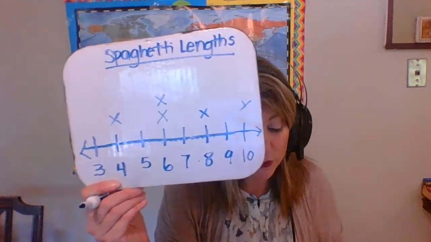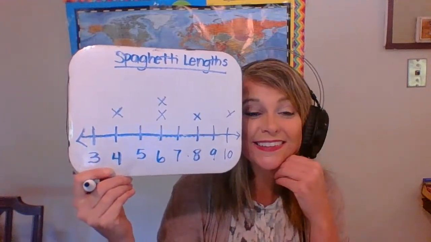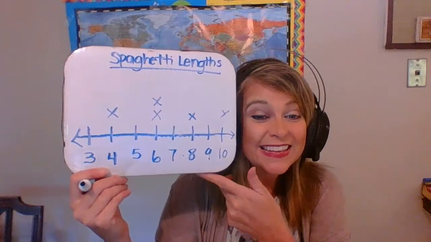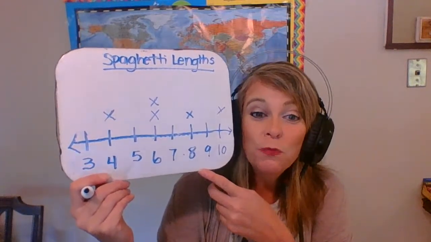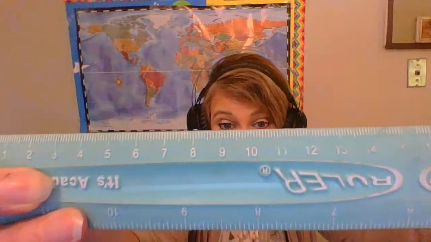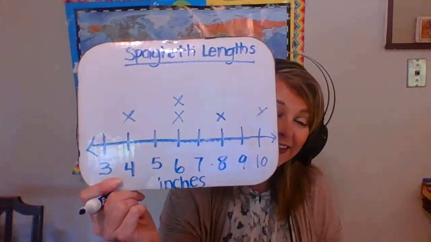What do the numbers along the bottom of the plot represent? The lengths that the spaghetti noodles are, right? And we need to put a unit. Did we measure them in centimeters or in inches? We measured them in inches. Is it important that you write a unit at the bottom? Yes, you write a unit at the bottom, okay?